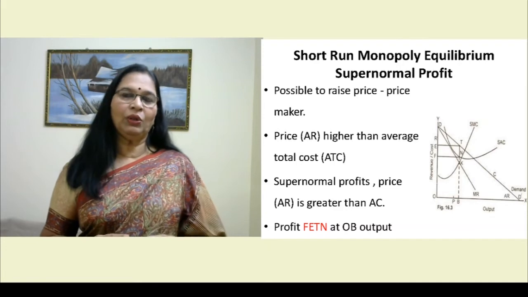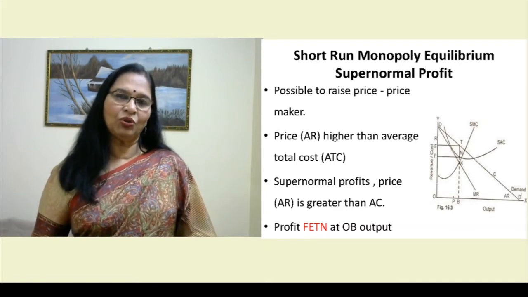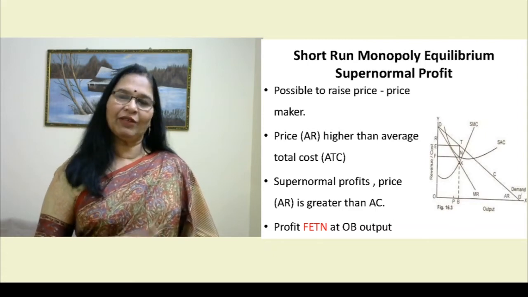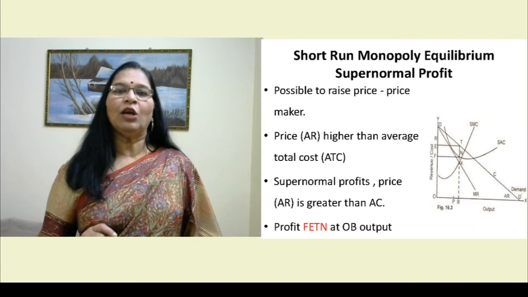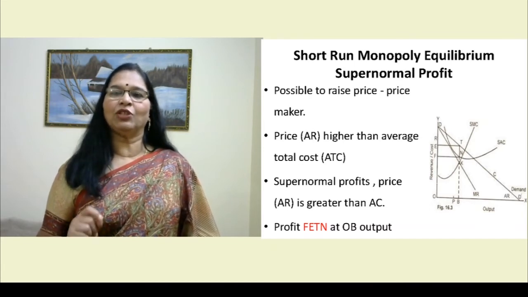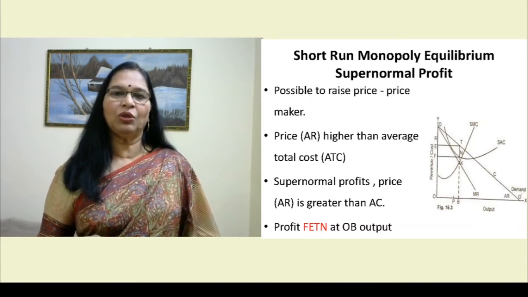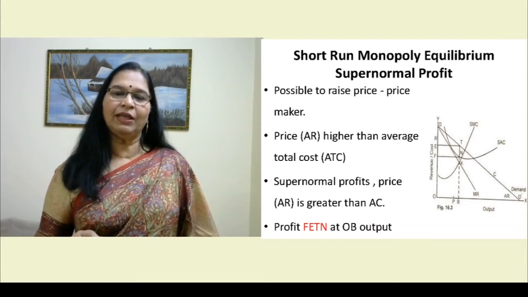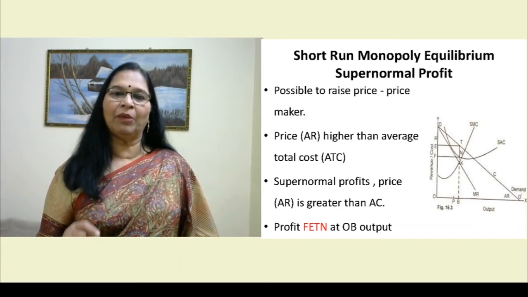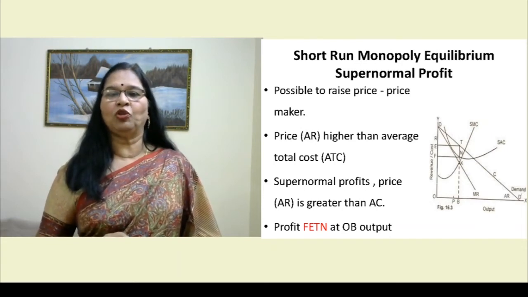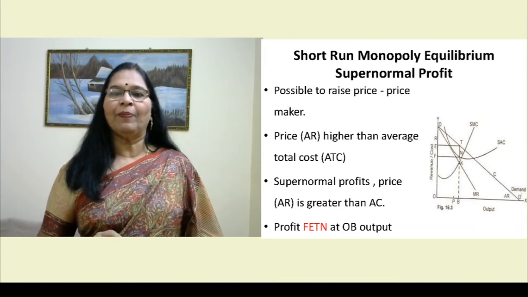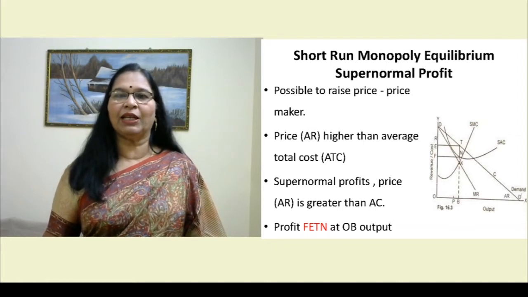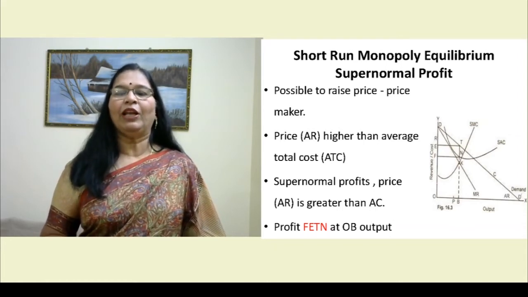Now, having known the AR and MR curve, we want to fix the level of output. How do we fix the level of output? Here it is, we introduce the MC curve. That is all that needs to be done. When you introduce the MC curve, the point where the MC curve is intersecting the MR curve gives you the output. So your output is fixed at OB. OB is when MC is equal to MR and MC is cutting MR from below.